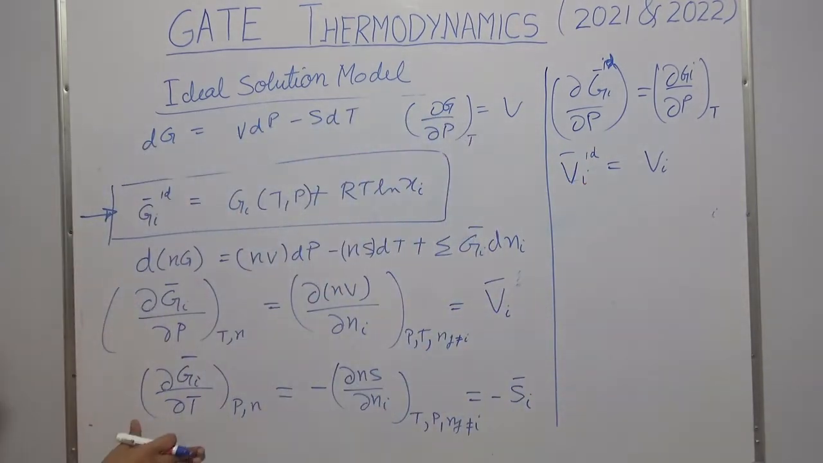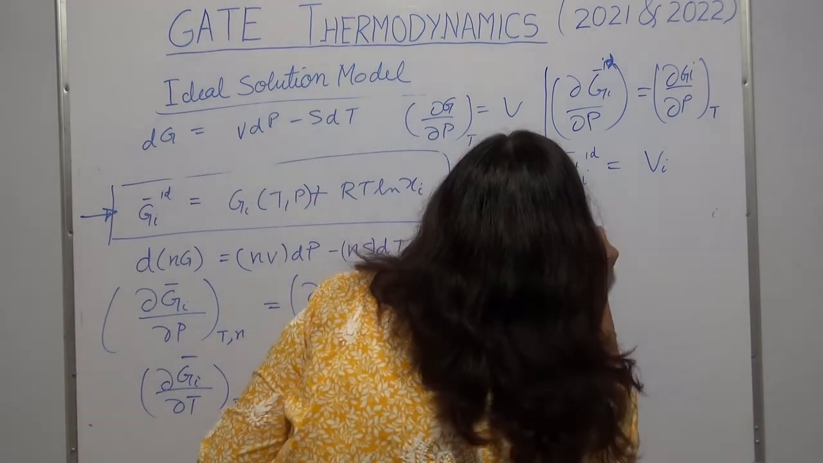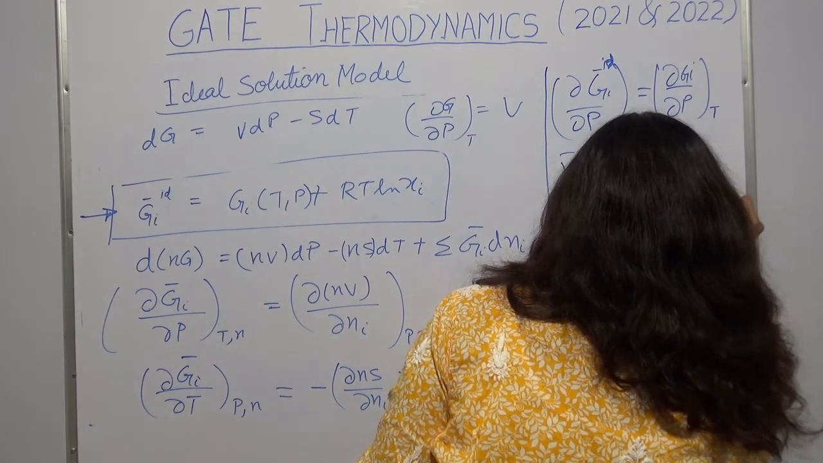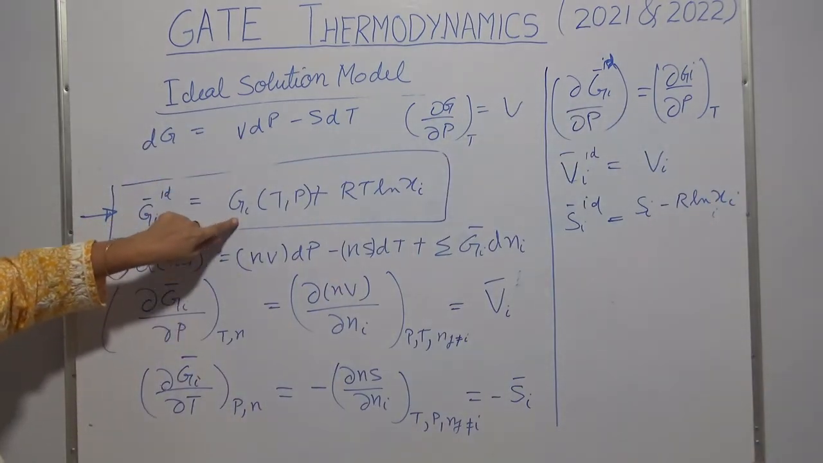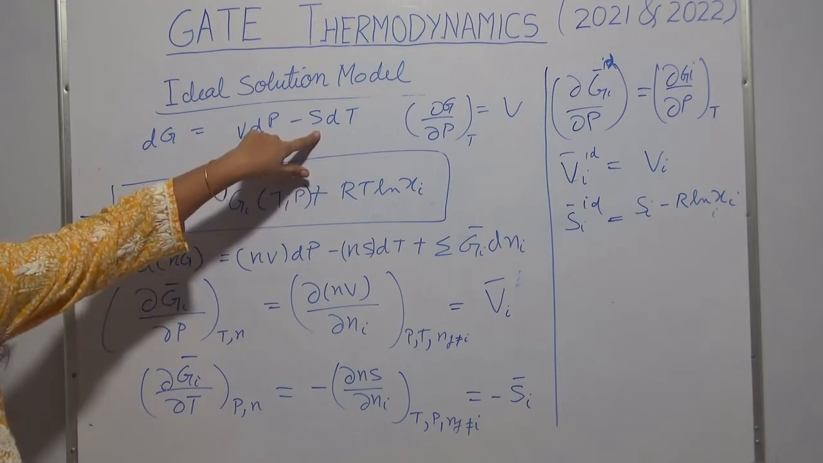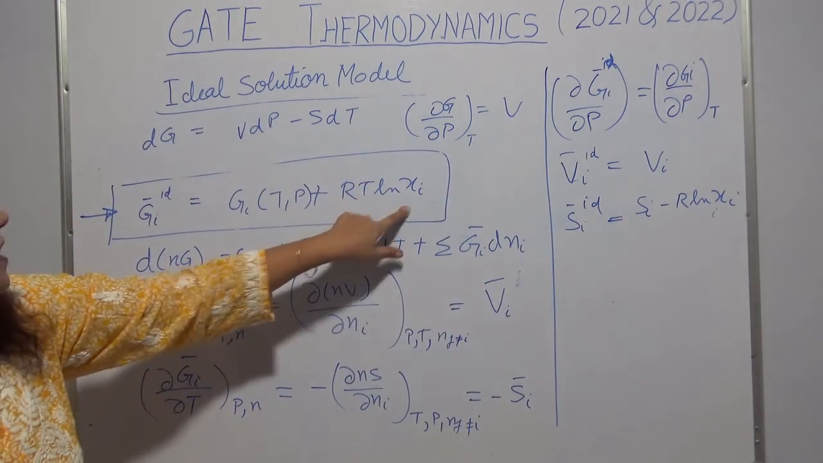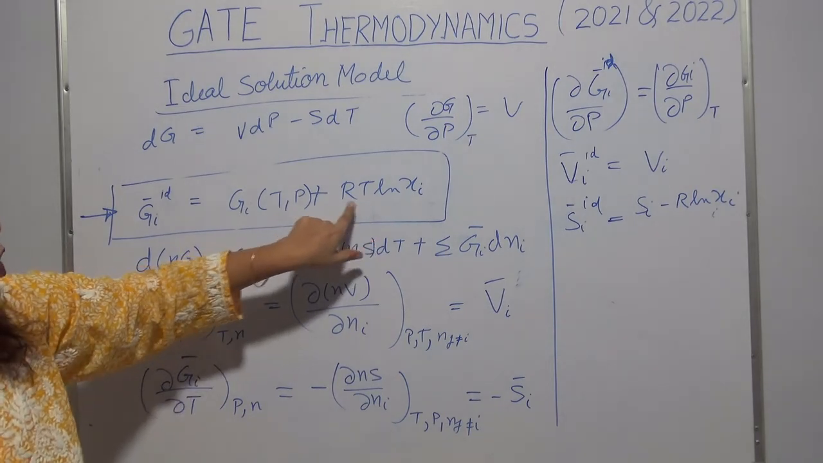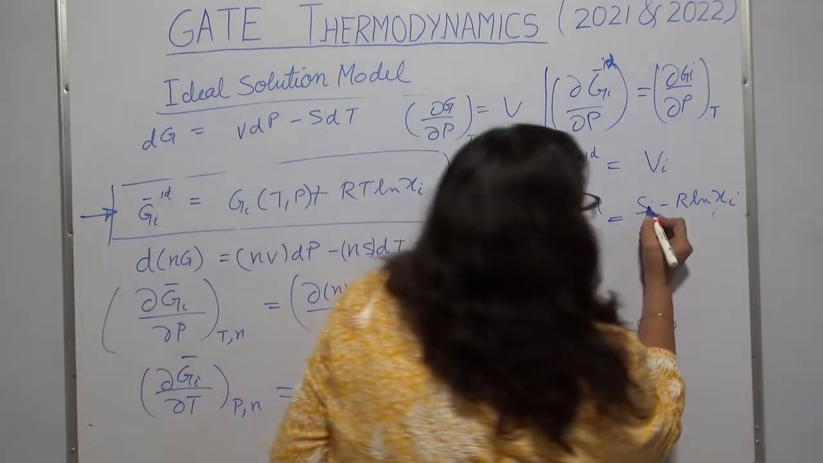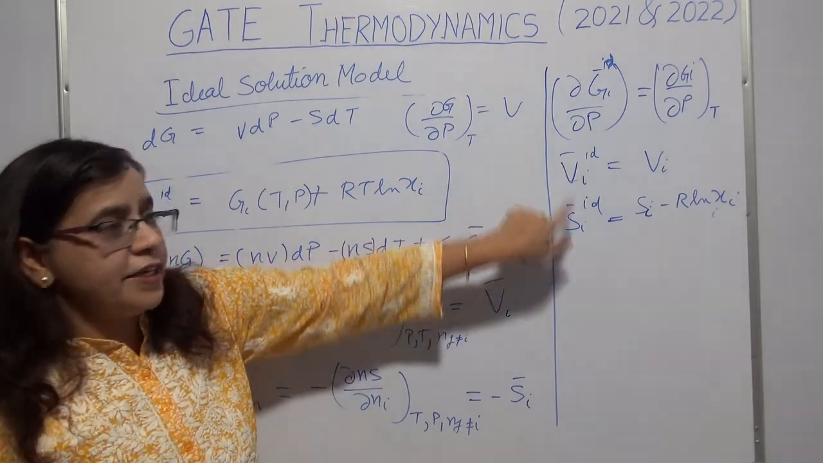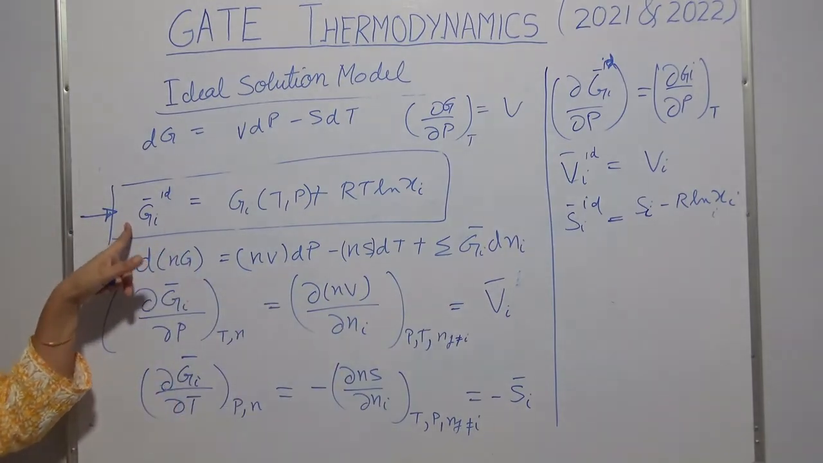Fine. Similarly, if I take this again, then I will come up with the equation which gives me my Si bar, that is equal to Si minus R ln Xi. How? Because it will be ∂Gi bar by ∂T at constant P and N, which will be equal to minus S for the pure species, and then again for RT ln Xi, because I am taking it with respect to P constant, so differentiate T once, so what you are left with is R ln Xi. So this is the value which I am getting. So you have got your partial molar volume and your partial molar entropy for an ideal solution. You already have the partial molar Gibbs free energy for the ideal solution.